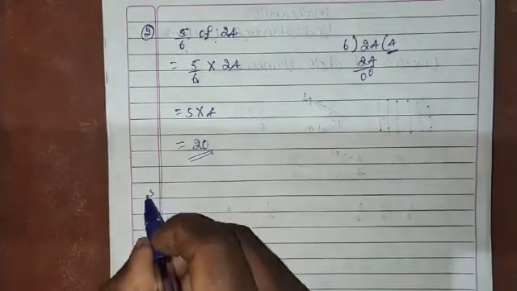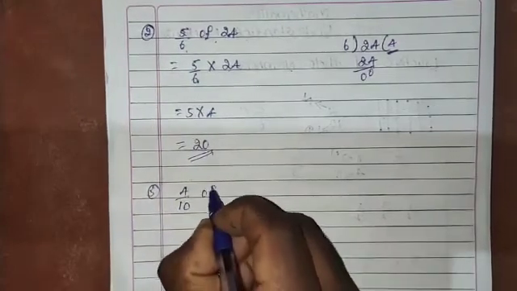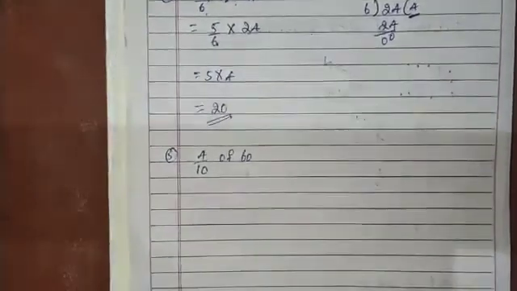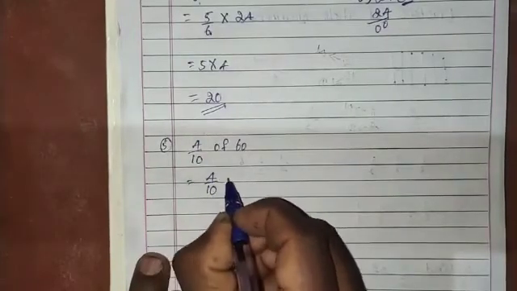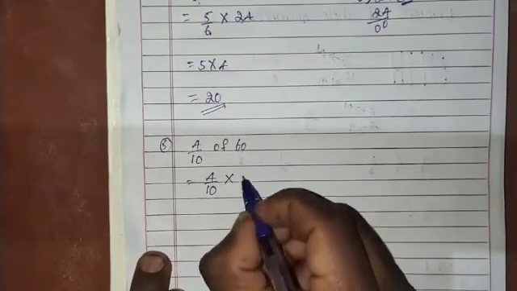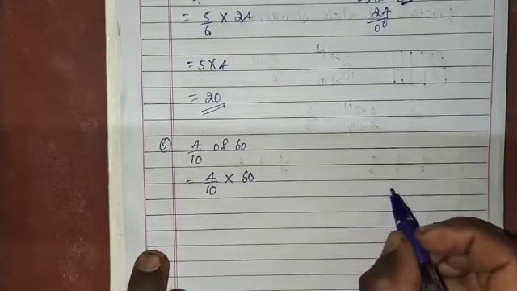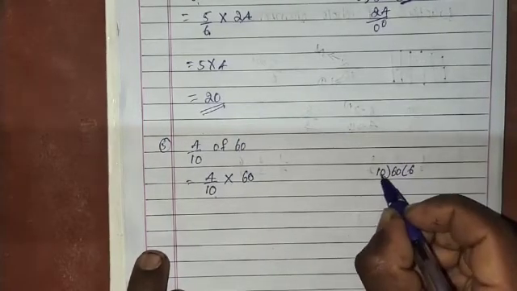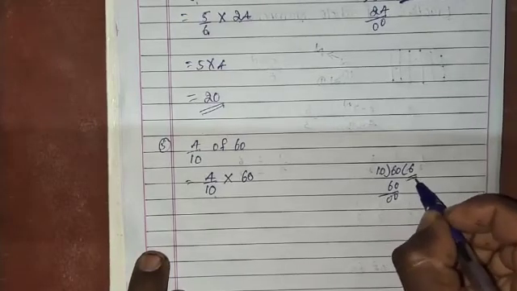Let's see one more example. Here we have 4 by 10 of 60. How do we solve it? 4 by 10 is a fraction. Of means into. Here 60 is the whole number. We have to divide the whole number by the denominator, which means 10 divides the 60. How many times? 10 sixes are 60. We get remainder 0. So 6 is the quotient, which means the answer.